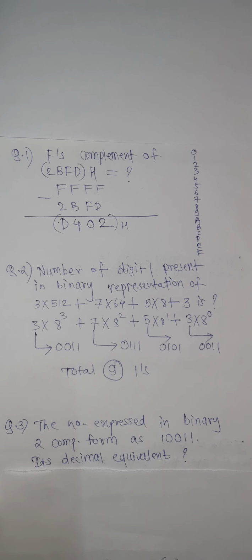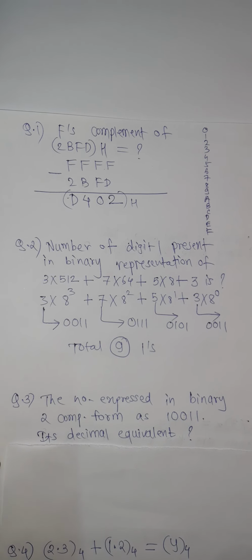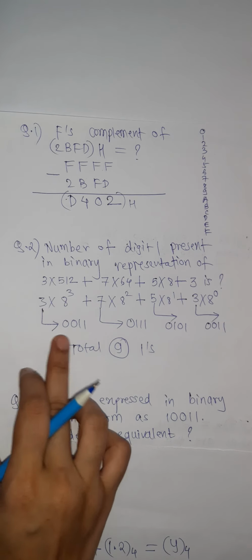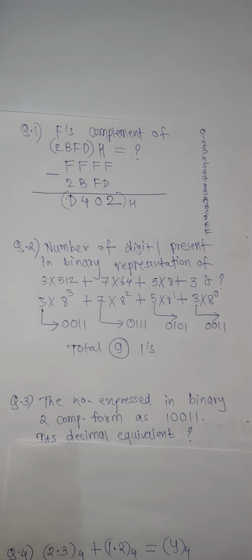Now the next question is: the number of digit 1 present in the binary representation of 3 into 512 plus 7 into 64 plus 5 into 8 plus 3 is what? Here we can represent 512 as 8 raised to 3, 64 as 8 squared, 8 as 8 raised to 1 and 1 as 8 raised to 0. So this is a sequential representation in terms of powers of 8. I will now represent 3, 7, 5 and 3 in binary form. 3 can be written as 0011, 7 as 0111, 5 as 0101 and 3 again as 0011.